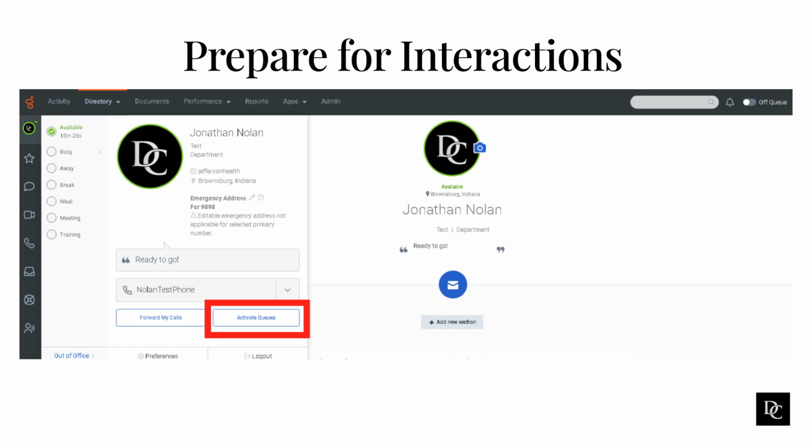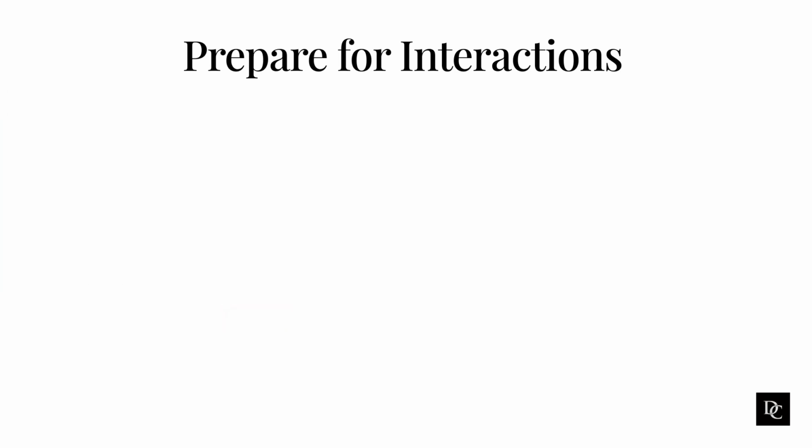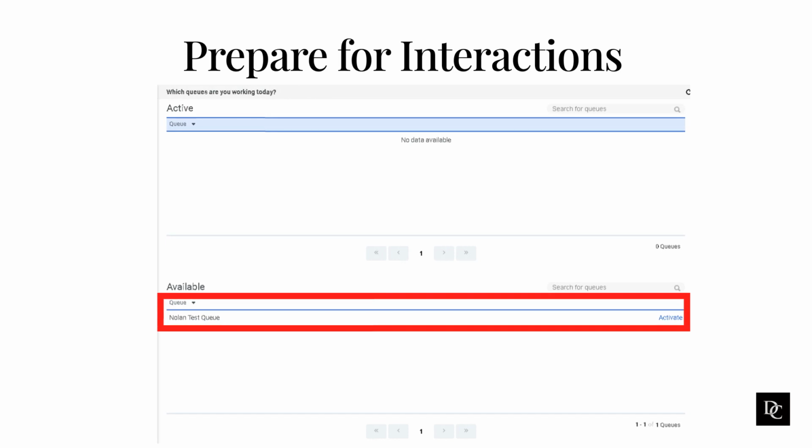In your situation, your supervisor may have already added and activated you to a queue. Click Activate Queues. To activate a queue, click Activate. To see the results, click the refresh icon. Alternatively, to deactivate a queue, click Deactivate. Now, let's make ourselves available for ACD interactions.